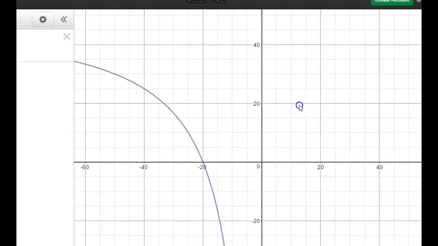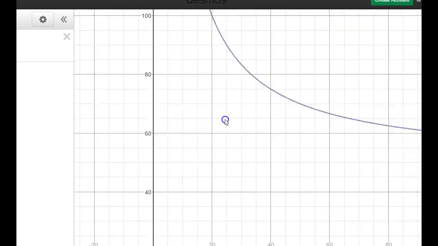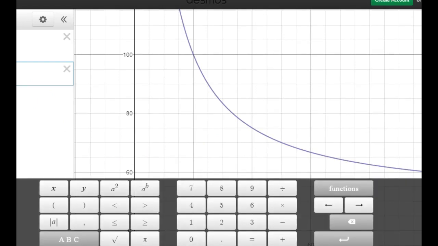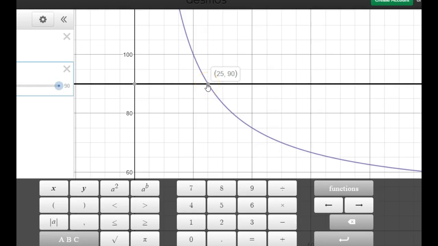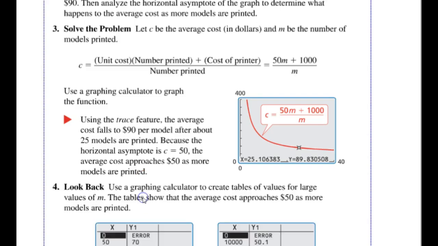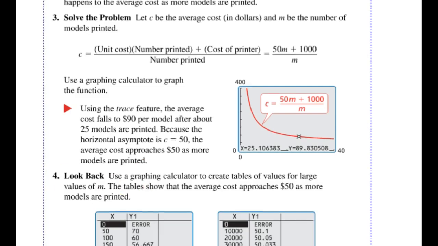Okay, so again, I have this negative part of my graph, but I don't care about it because it doesn't actually matter because I can't have negative things. And I wanted to figure out when y equals 90. So then I can just plug that in, and I see that when x is 25, my y is 90. So that tells me that once I've made 25 things, my average cost will be $90. So then from there I can continue to look at my model and see what happens.